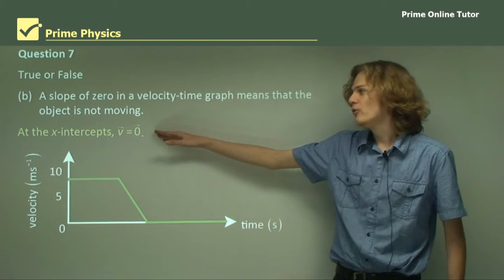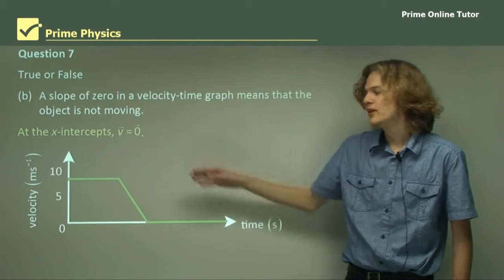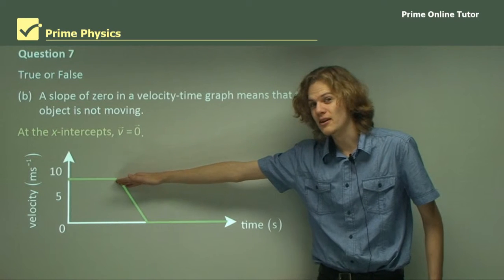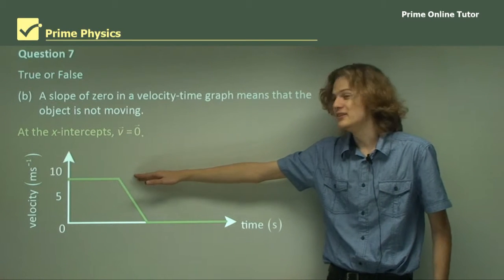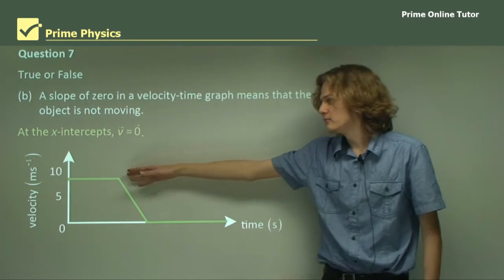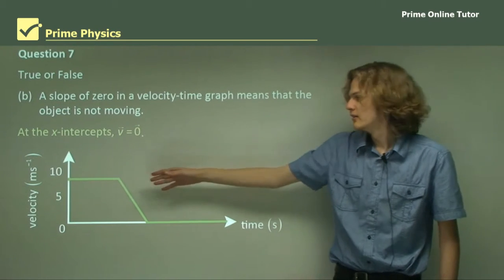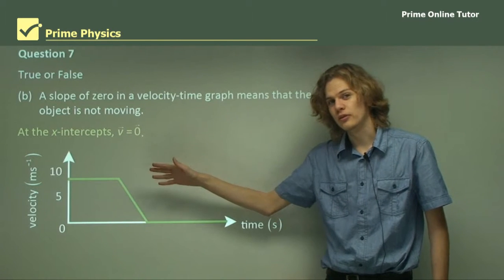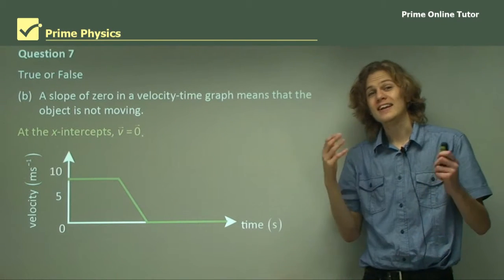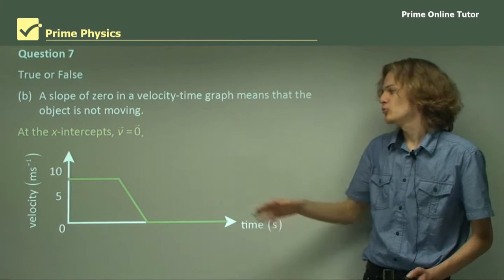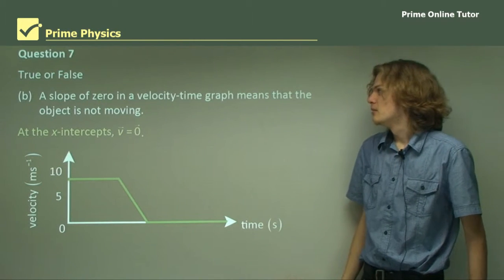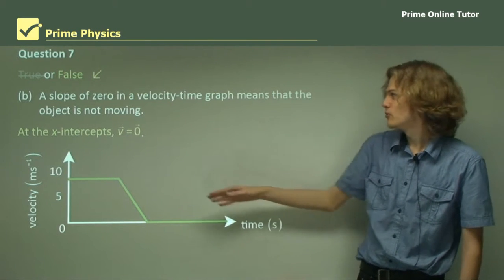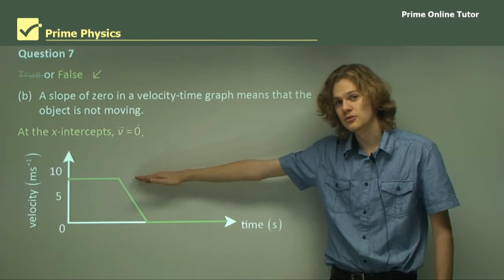And in fact, at all the x-intercepts of a velocity-time graph, the velocity is 0, so the object isn't moving. But if we look at this part of the graph here, we can see that the slope is 0, but the velocity is almost 10 meters per second. So here the slope is 0, but the object is still moving. However, the object is not accelerating. That's what it means when the line is flat. But we can see that the answer to this question is in fact false, because even though the graph has a 0 slope, it's still moving.